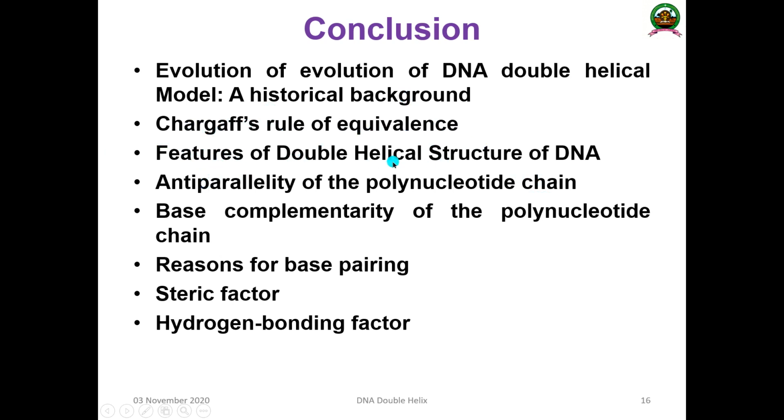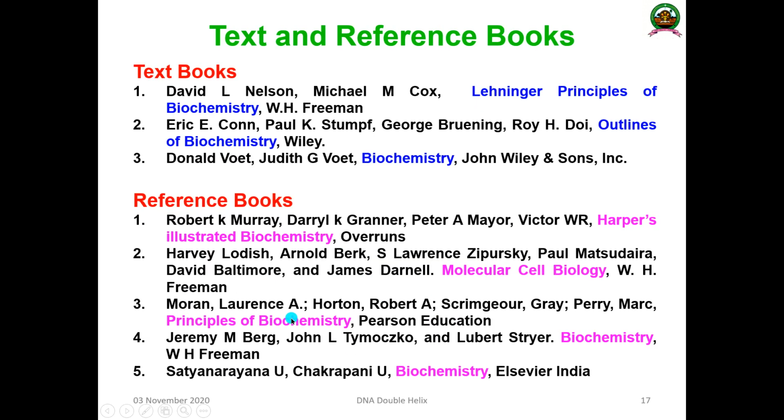Then we discussed the features of the helical structure of DNA, the Watson and Crick model of DNA. The next one is antiparallelity of the polynucleotide chain. Then we discussed the base complementarity of the polynucleotide chain. Then the reason for base pairing. What is the steric factor? What is the hydrogen bonding parameter? Why there is no bond formation between two purines, or between two pyrimidines, why always one purine and one pyrimidine? We have discussed this. So this is all about this particular topic, dear students.